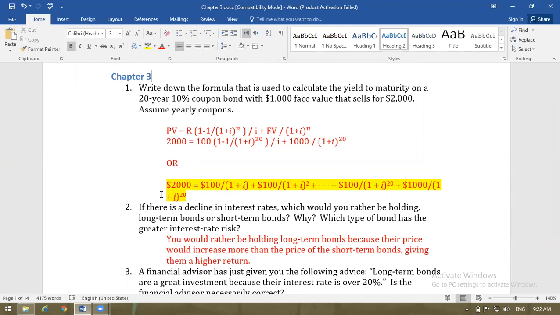After studying the complete theory of chapter 3, in today's lecture we are going to solve the exercise of the third chapter of Financial Markets and Institutions. The first question is: write down the formula that is used to calculate the yield to maturity on a 20 years 10% coupon bond with 1000 face value that sells for 2000.